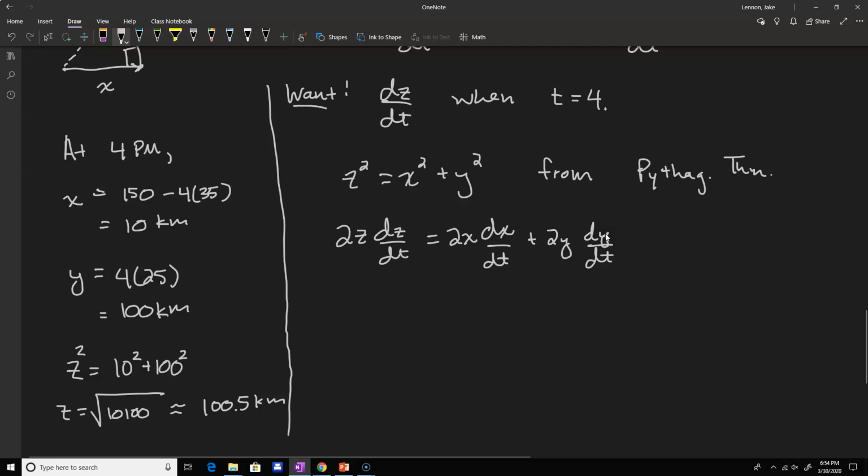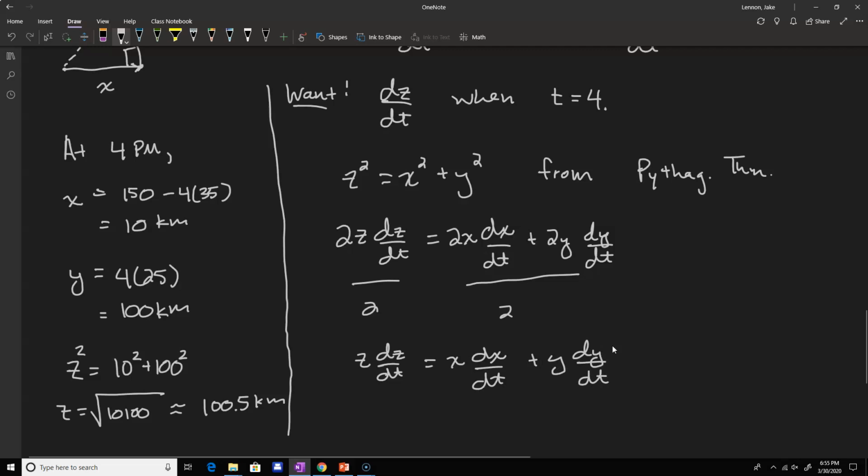So one thing to make the numbers simpler, we can divide both sides by 2, just to get rid of all those 2's. So we really just have z dz/dt equals x dx/dt plus y dy/dt.